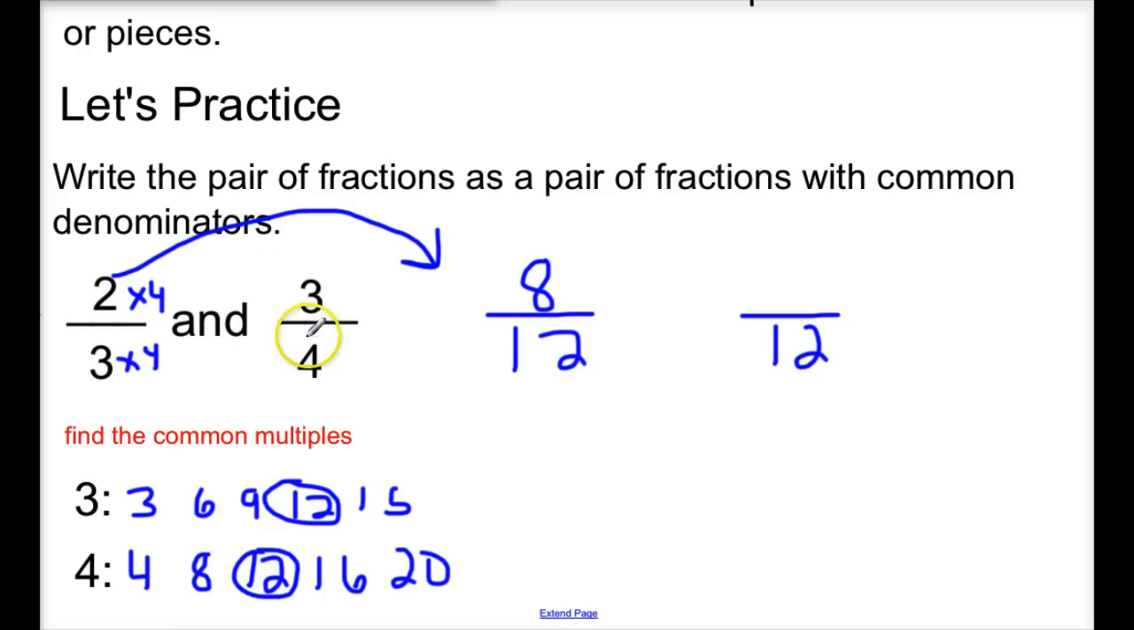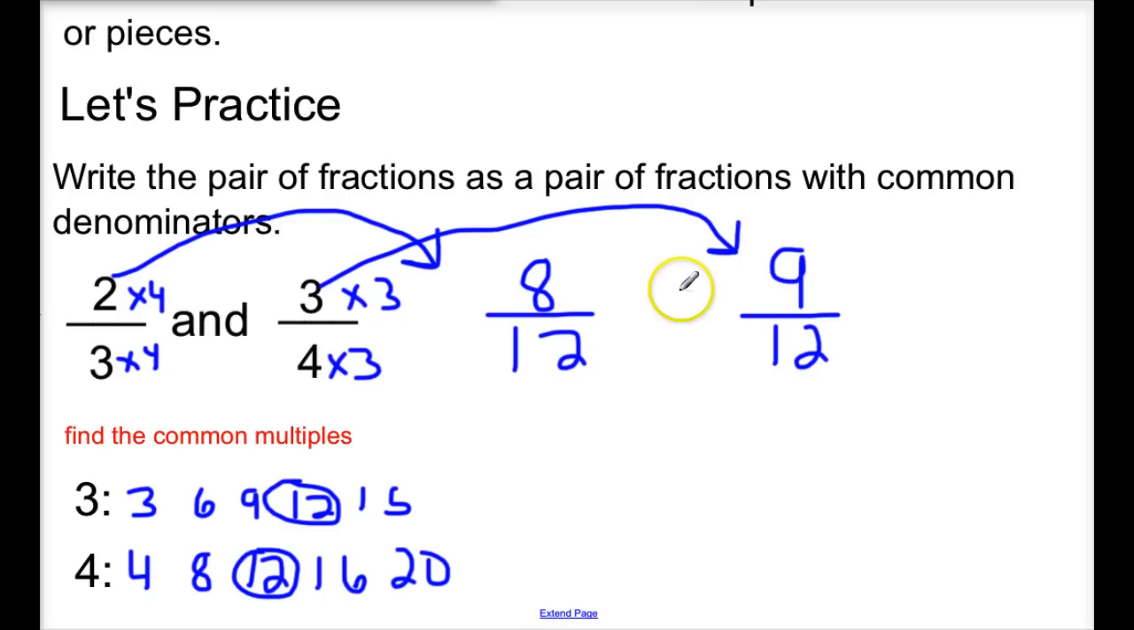And I need to do the same here. This 4, remember, the denominator is now 12 as well. And that happens because 4 times 3 is 12, and I have to also multiply the numerator by 3, and that is going to give me 9. And so now this fraction, 3/4, is represented as 9/12. So I have a pair of fractions, two fractions, that I have represented with common denominators.